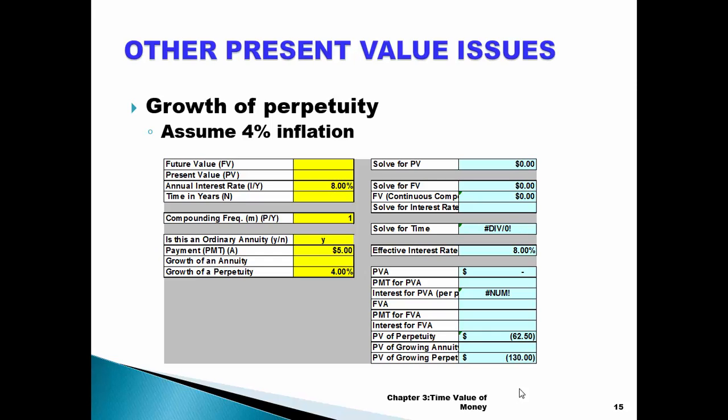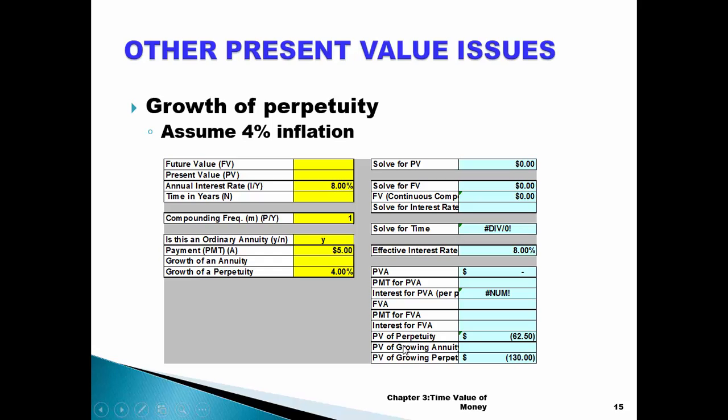When we think about investing, especially retirement, one of the things that you're worried about is inflation. Maybe we would like our investment, in this case a perpetuity, to grow and keep pace with inflation. So if you look at the table, it says growth of a perpetuity, and you can put an interest rate in here. Typically we're going to put in the inflation rate. So in this case we'll say inflation's 4%, what would the value be of a perpetuity of $5 a year? Interest rate's 8%, but again, the payment grows by 4% a year.